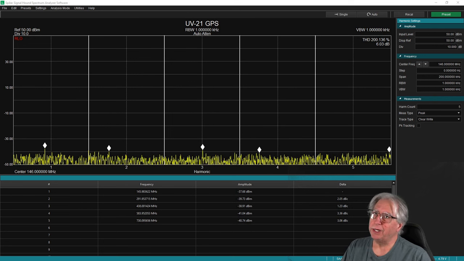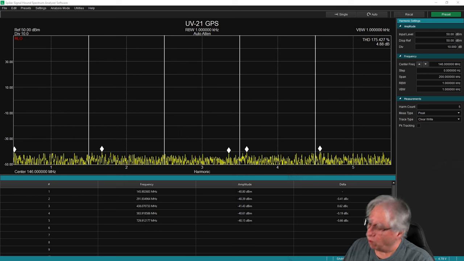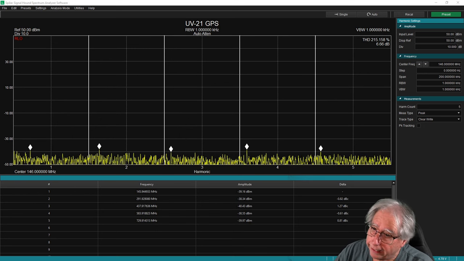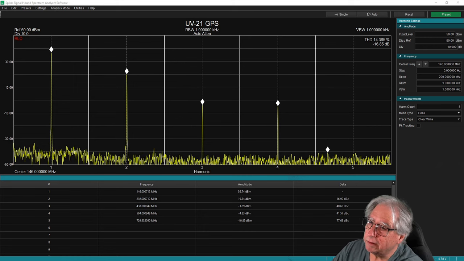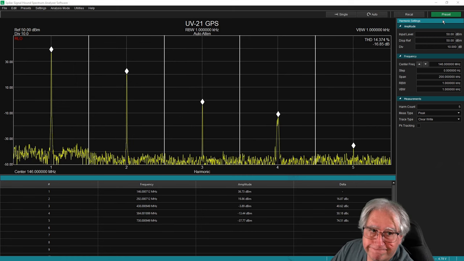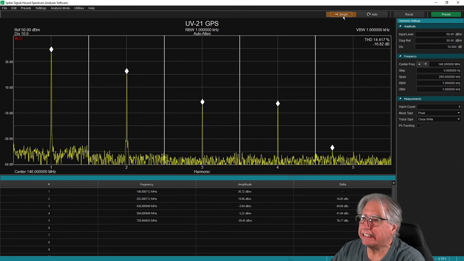Well, here we are again. This is the Baofeng UV-21 GPS. Let's take a look at its emissions. Oh, dear Lord. Well, that doesn't make me real happy.